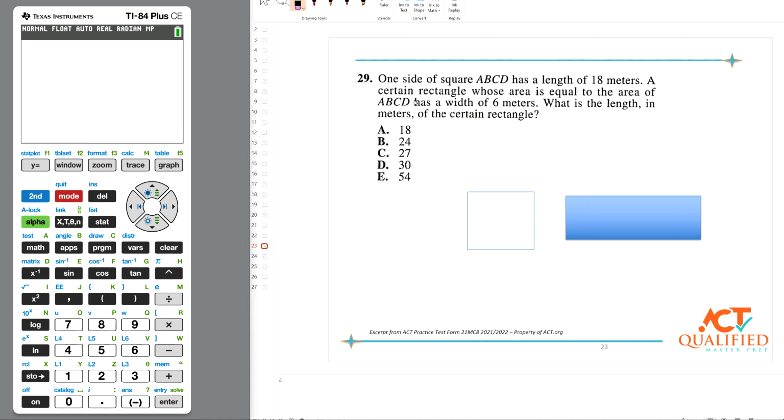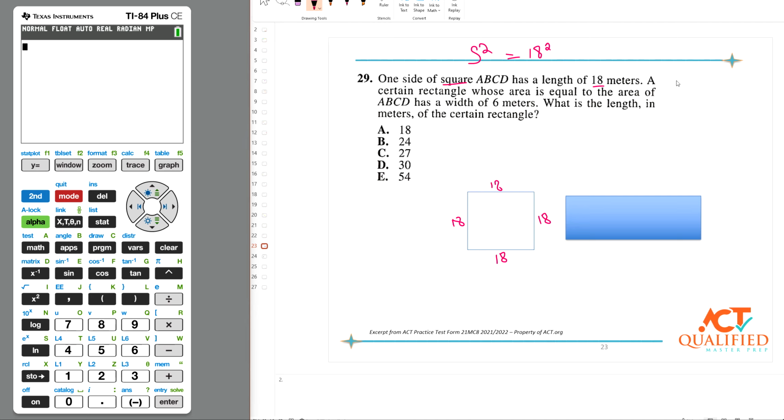Okay, so we are going to take this one step at a time. The problem mentions a square, right? And we know that the area of a square is side squared. It says the length of one side is 18 meters. Because this is a perfect square, this side is 18, and so is this side, and so is this side. So we can safely say that the area of this square is equal to 18 squared.